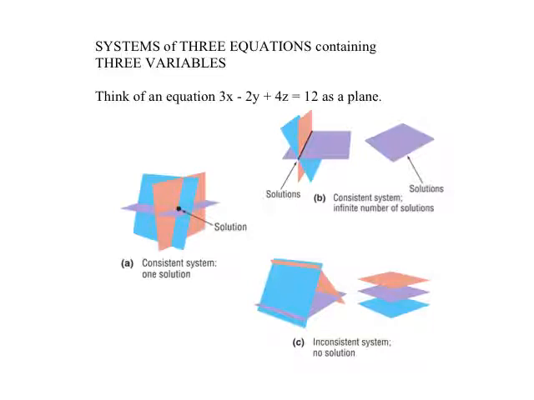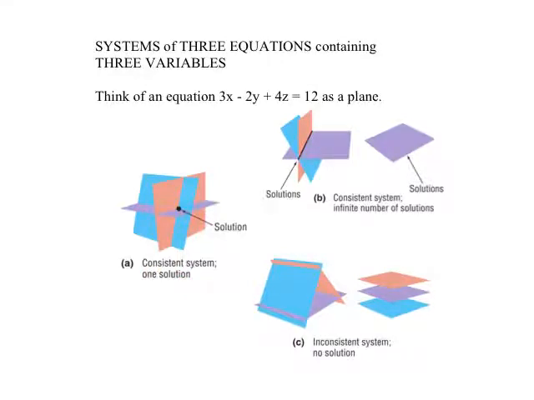The first situation of three variable equations is if the planes all intersect in a single point. That means they are consistent because there's a solution and there's only one solution. So this is a consistent independent system.